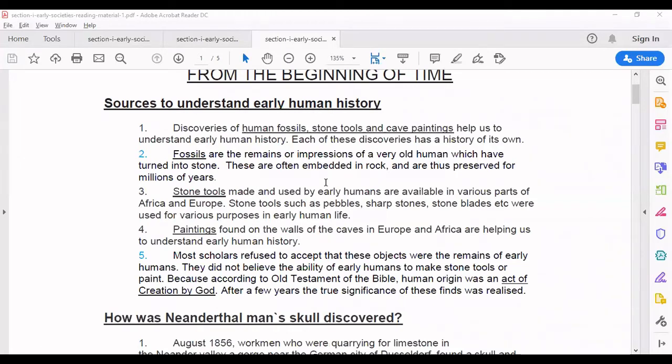You will explain what fossils are and how they get embedded in the rock and so are preserved for millions of years. Stone tools, and what the stone tools were. Paintings, where the paintings were found and how they help us.